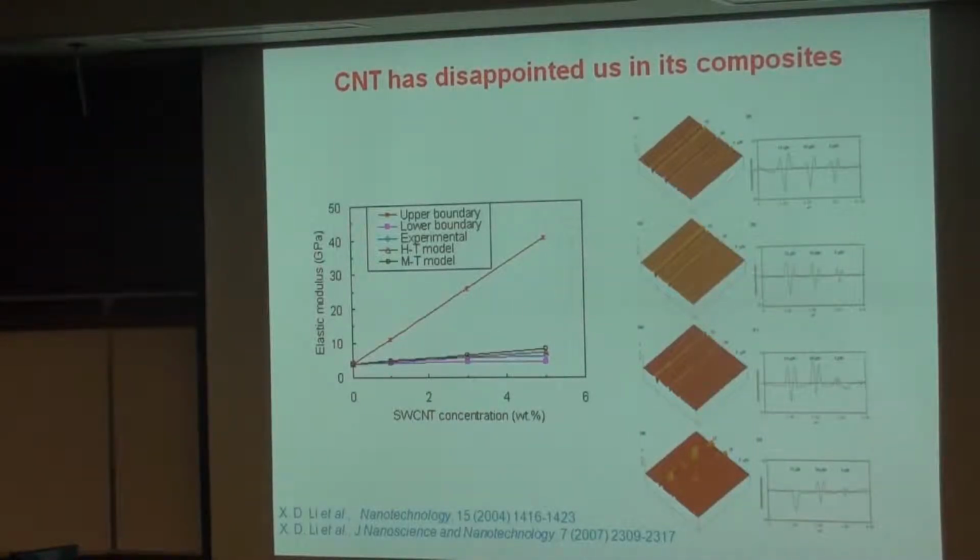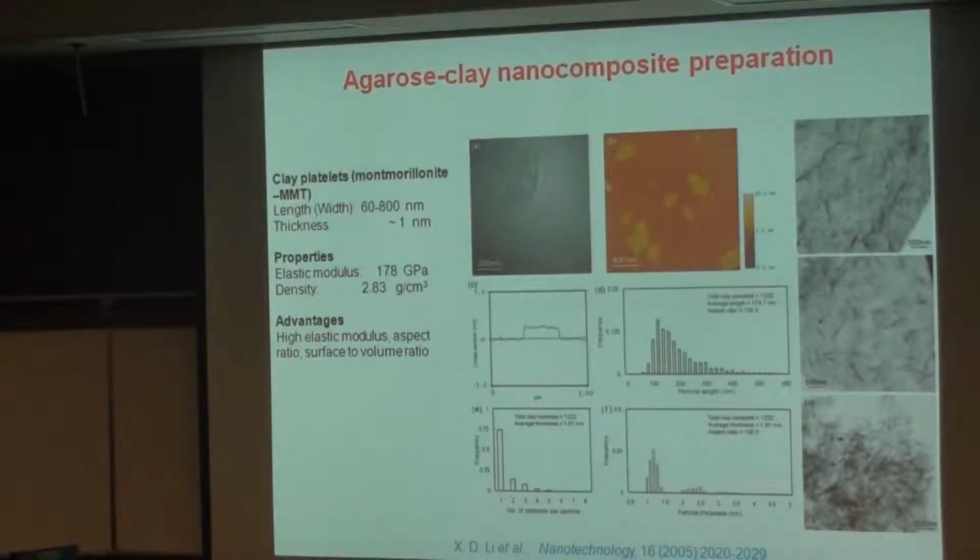Theoretically, if you use the rule of mixtures, the MP model, the HT model, by adding just 5 weight percent single-wall carbon nanotubes you can achieve about a 12 times increase in stiffness. But if you do the literature survey, including my group, we cannot achieve that 12 times increase, only about a 2 times increase in stiffness when you add 5 weight percent single-wall carbon nanotubes.